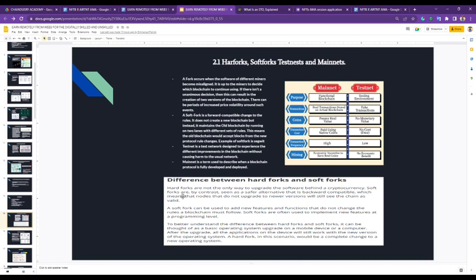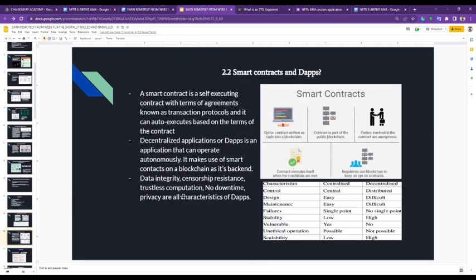Let me move over to the next topic so that we can save time. Smart contracts and dApps. This is the second topic in lecture 2.